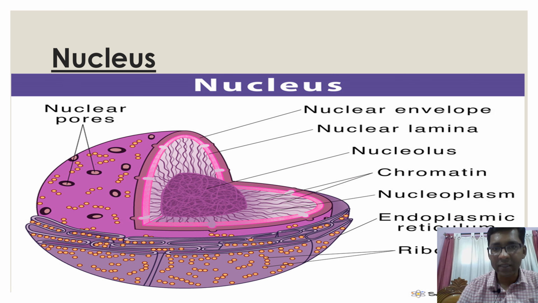So this is a cut section of a nucleus. There is the nuclear envelope, that is the nuclear membrane. Here at the center is the nucleolus. This is the nucleoplasm, the surrounding matrix, and there is chromatin.